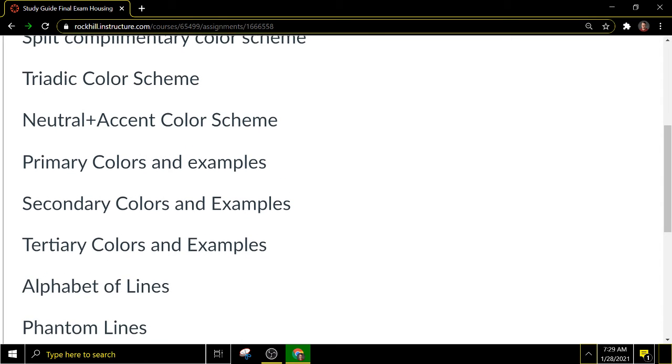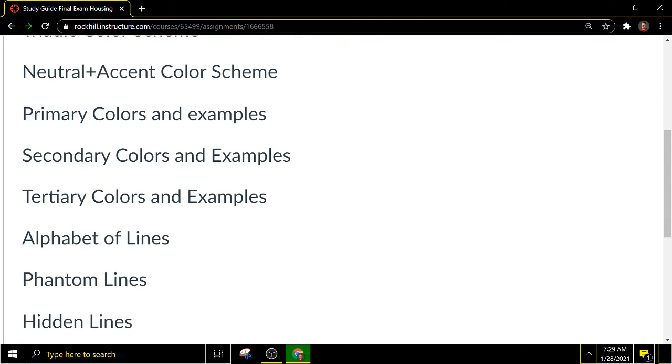Next, we have the neutral plus accent, which is where we have all neutral colors and then an actual accent color. So you might have whites, blacks, and grays, and then an accent color of red, or all black with an accent color of pink. So it's something of that nature where you have neutral colors, but that one accent color sticks out.